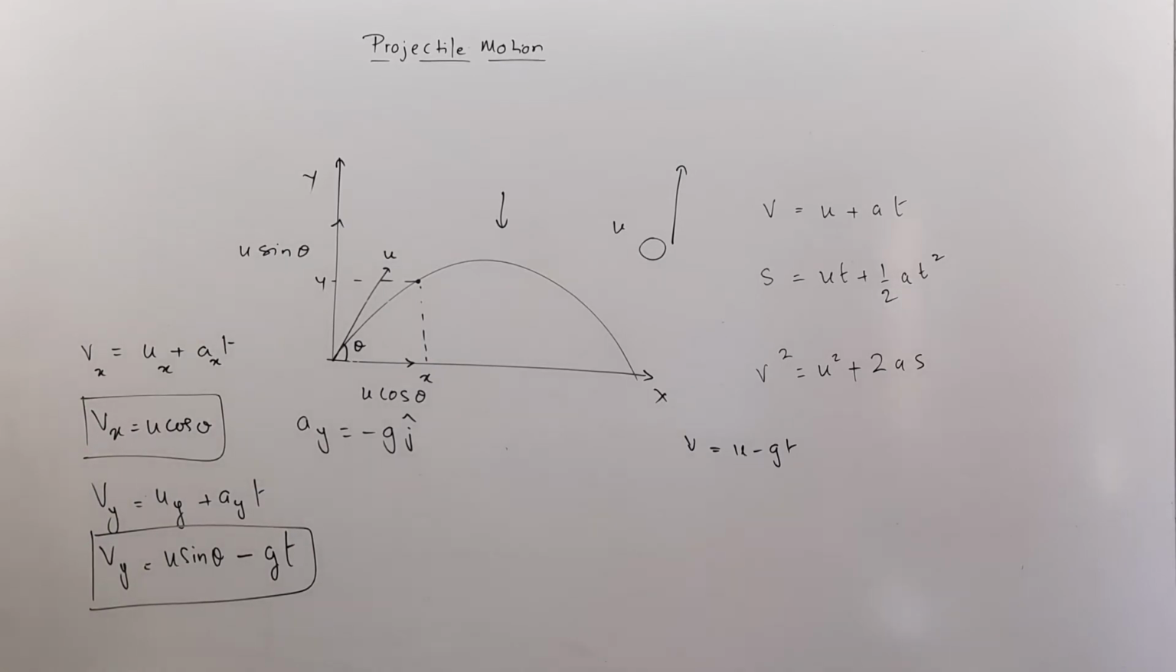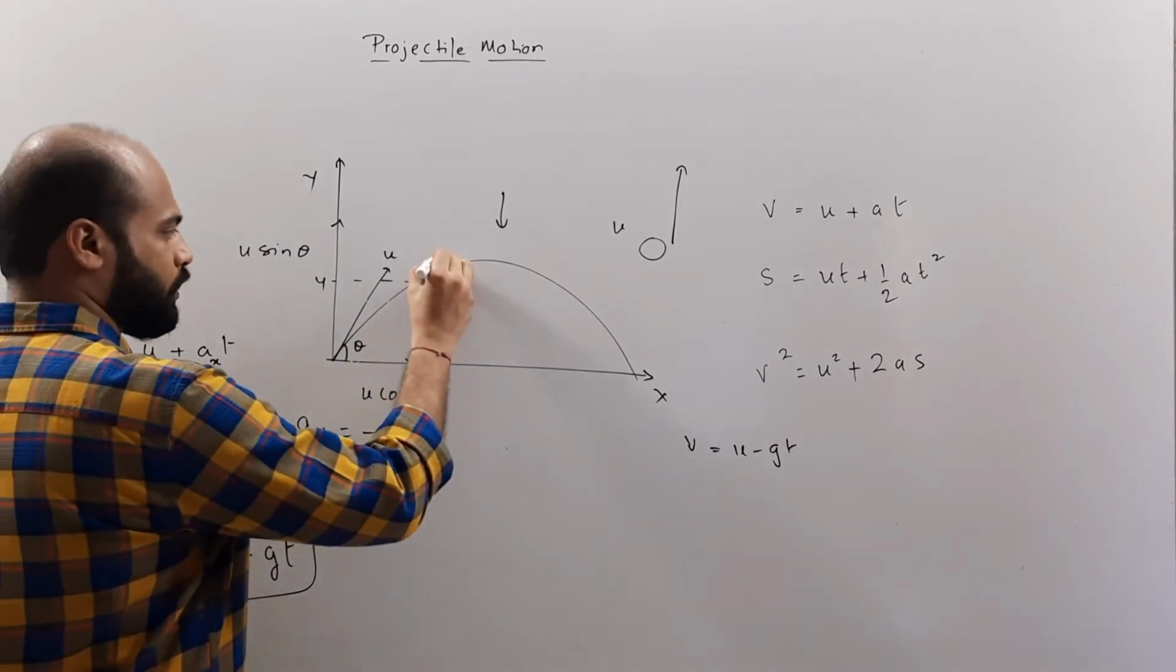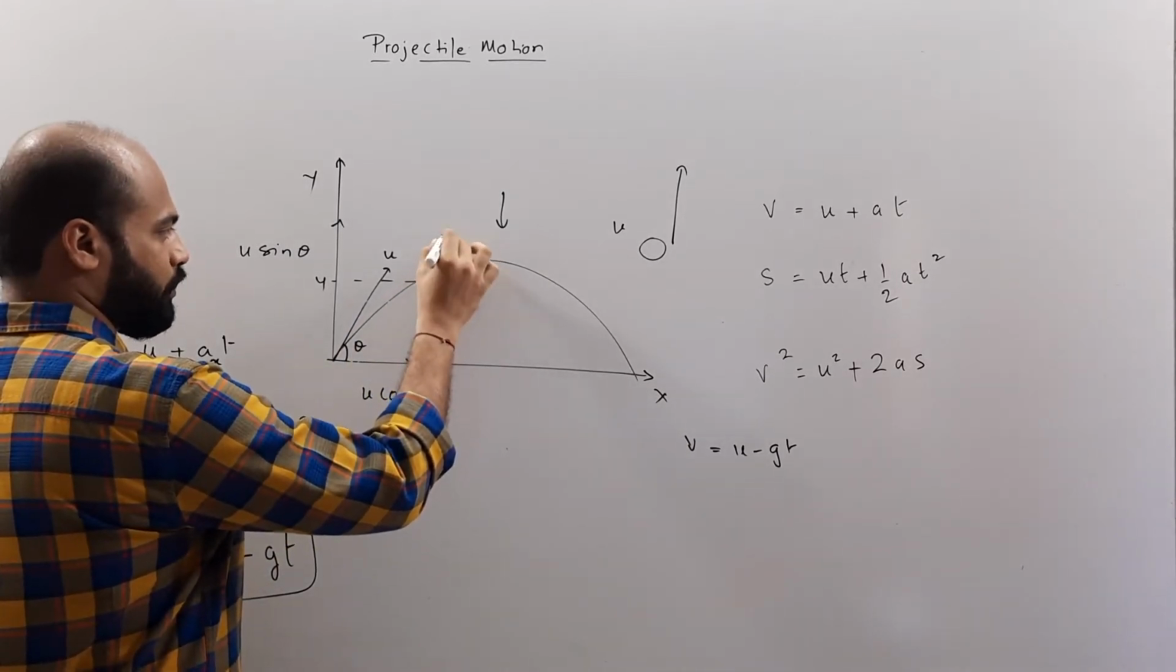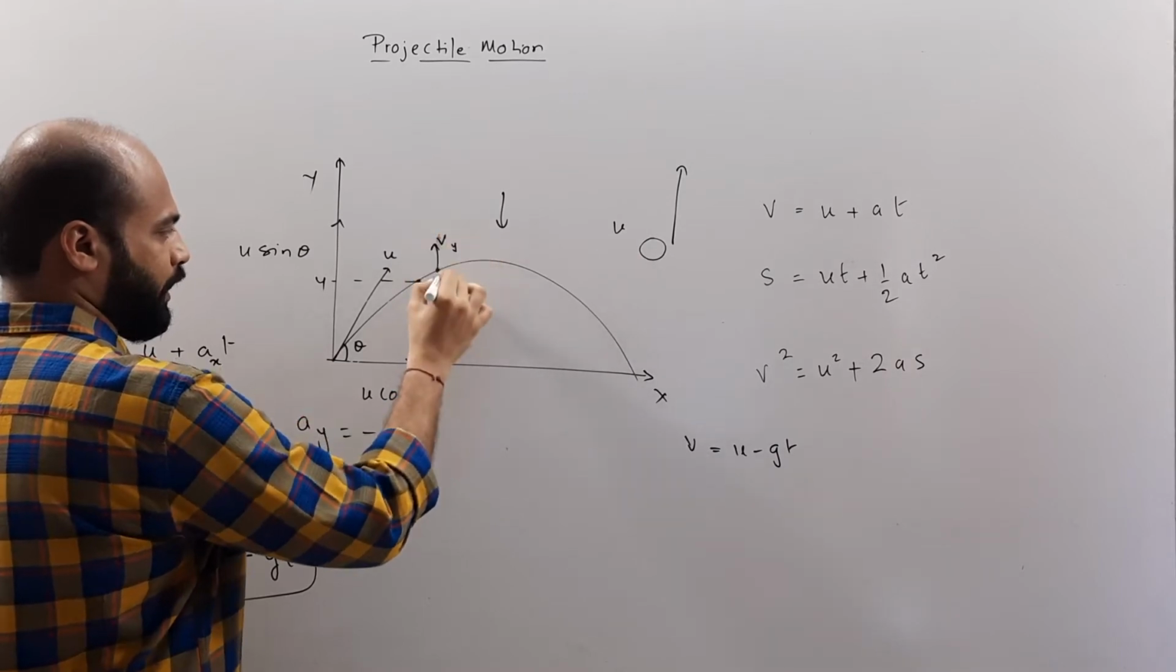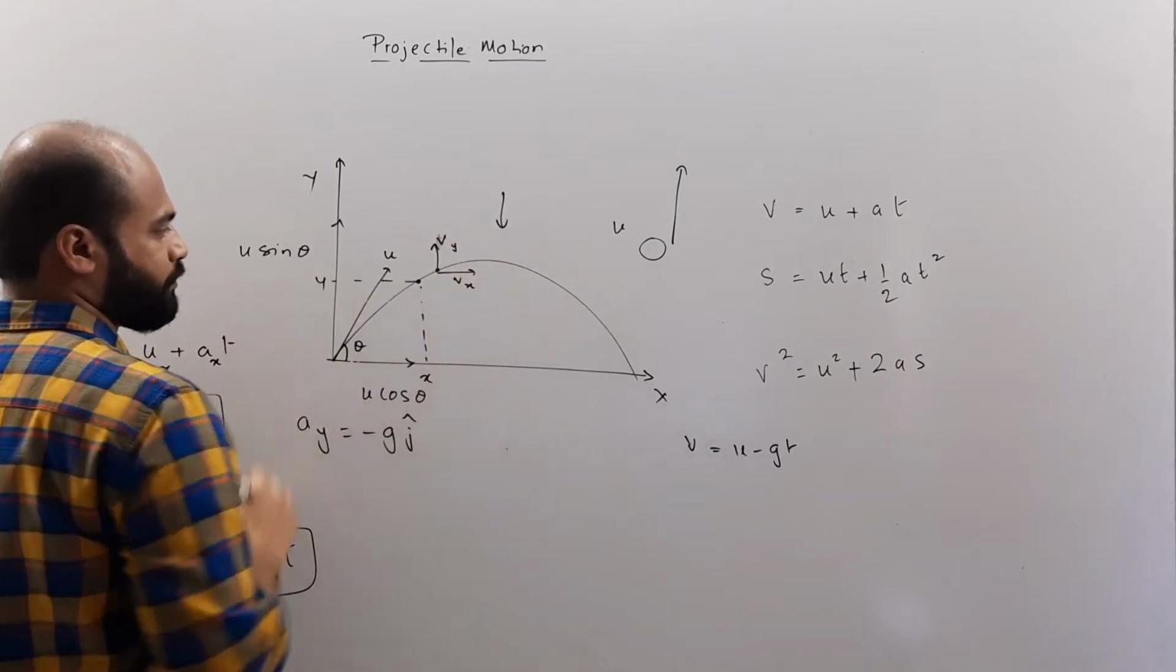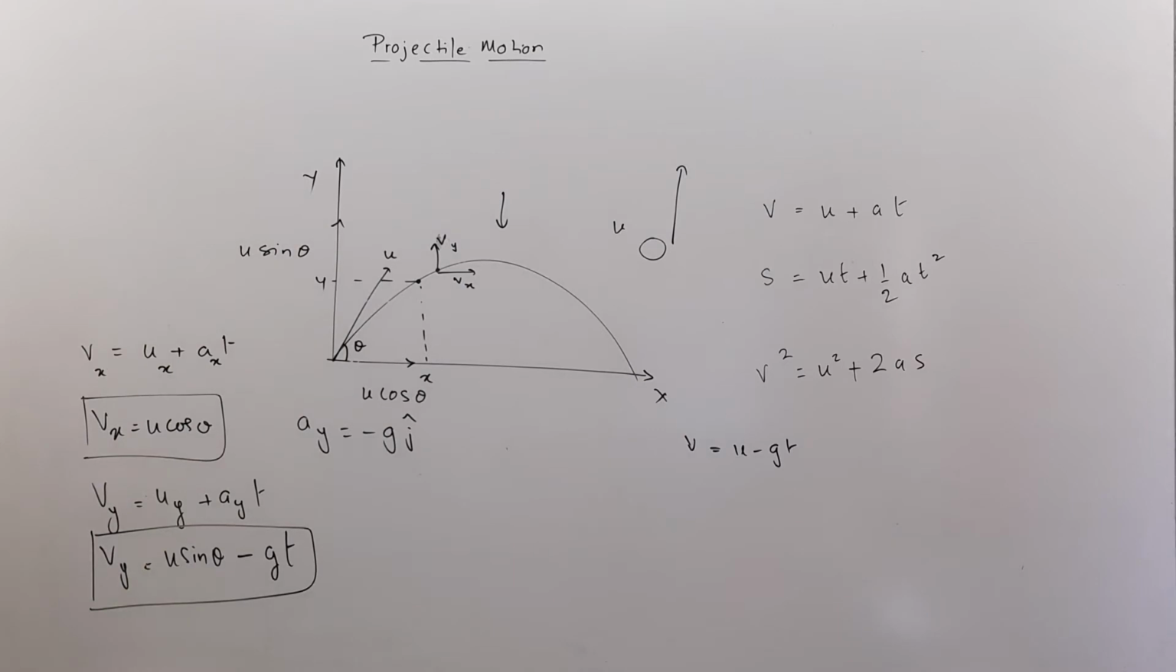So at a certain point, if you want to find the x and y components of the velocity, let's say we have reached over here, the Vy is going to be here and Vx is going to be here. You can clearly see that at a given angle, we can definitely find the Vy component and Vx component as well, provided we have that time. So that is the difference.